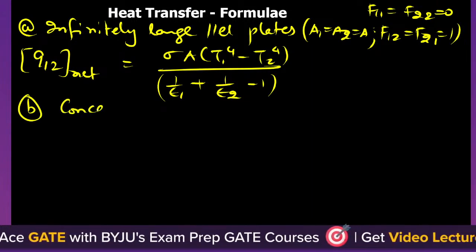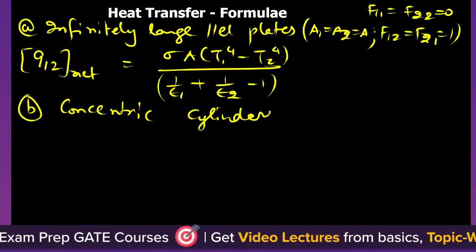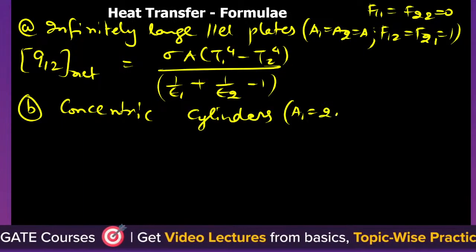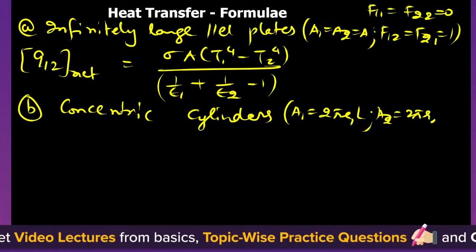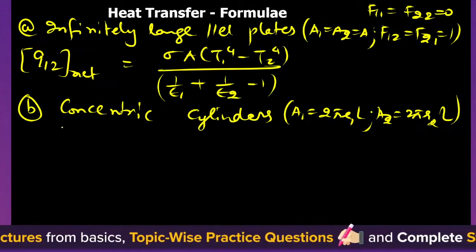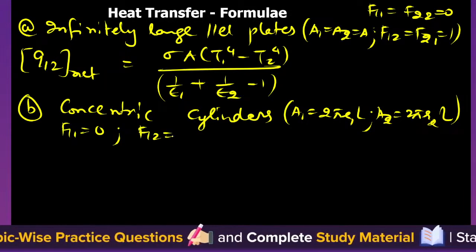For concentric cylinders, A1 is equal to 2 pi R1 L and A2 is equal to 2 pi R2 L. For concentric cylinders, F11 is equal to 0, F1-2 is equal to 1.